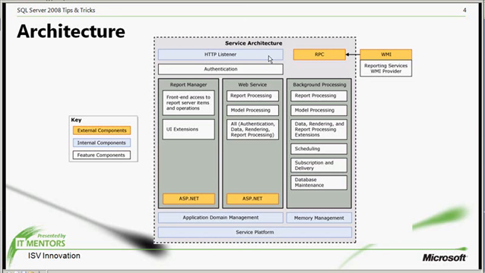So http.sys, the HTTP listener there, is what's intercepting the requests, and then we have an authentication layer. There are a number of different ways to authenticate. We could have basic authentication, anonymous access, integrated, we can use Kerberos, etc. And then we have 3 core components: the report manager, the web service, and background processing. The report manager and the web service, from an end user standpoint, are pretty much the same as with Reporting Services 2005.